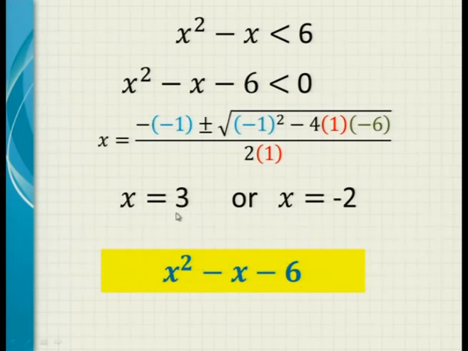Now if I substitute 3, 3 squared is 9, minus 3, that's 6, 6 minus 6 is 0. So we are right. Take minus 2. Minus 2 squared is 4. Minus minus 2 is 6. In other words, we plus 2. 4 plus 2 is 6. 6 minus 6 is 0. So that gives us 0. But we are not interested in 0. We want to know where the yellow box is less than 0.